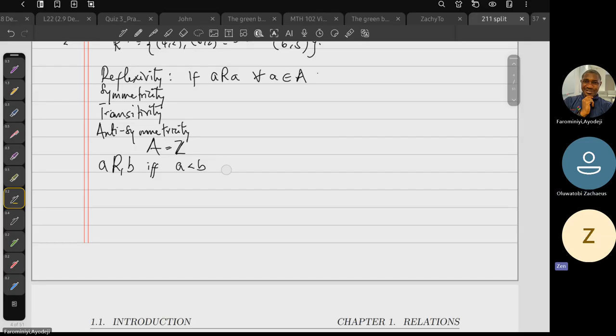Minus 1, 1. I have 1, 2 also, and maybe 1, 3, something like that. 1, 3 and so on and so forth. So all these are in R1.